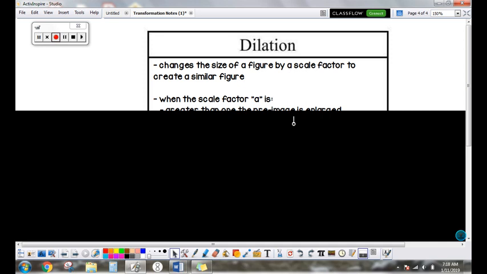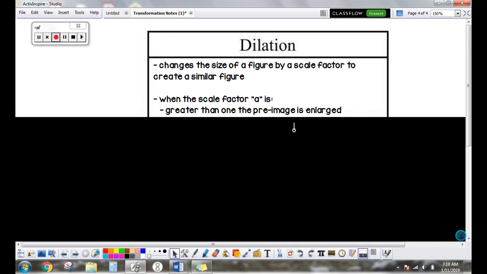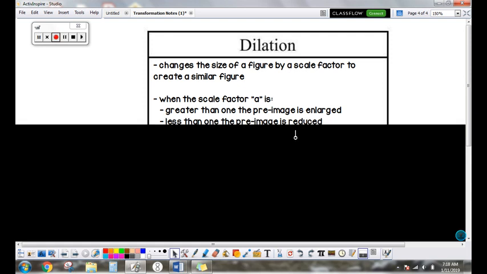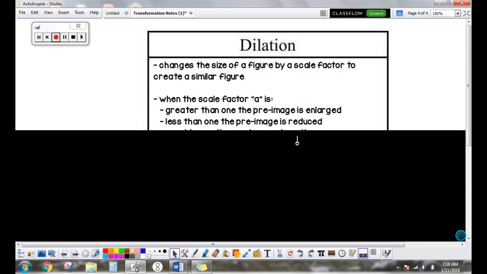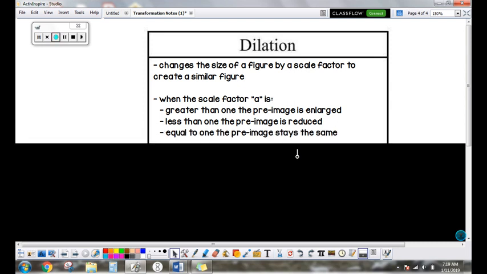Now when the scale factor, in this case we'll just use A, is greater than 1, like 2, 3, 4, 2.5, your pre-image, that starting image, is going to get bigger, it's going to enlarge. If it's less than 1, like 1/2, 1/4, 1/3, your pre-image is going to get smaller, it's going to be reduced. And if it's equal to 1, then the pre-image is going to stay exactly the same. It's not going to move anywhere, it's going to be exactly the same shape.